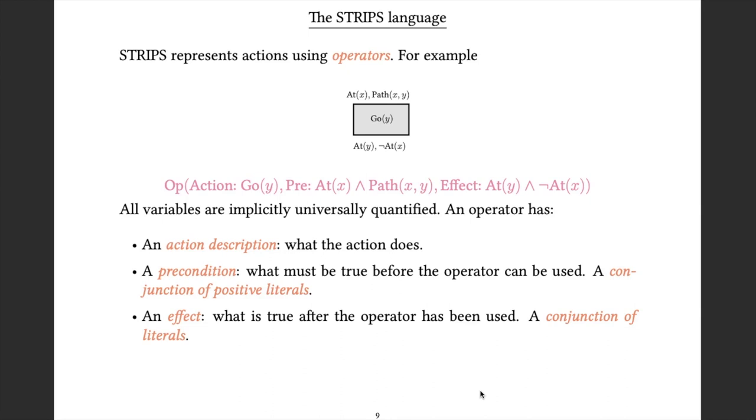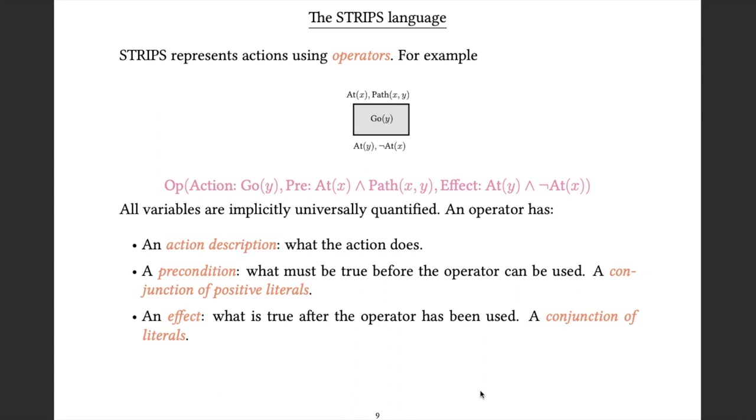STRIPS represents actions using operators, and as I've already hinted, these things have a description of what they do, but also preconditions and effects. So in this case, we have an action for going to some location Y. And in order to actually perform such an action, we have to initially be at some location X, and there has to be a path connecting X to Y. And if those two things are in place, then we can perform the go Y action, and the effects will be that we are at Y, and we are no longer at X.